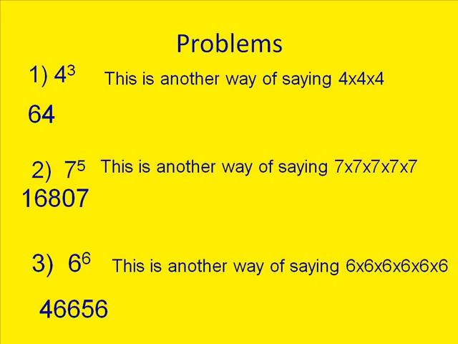3. 6 to the sixth power. This is another way of saying 6 times 6 times 6 times 6 times 6 times 6. The answer is 46,656.